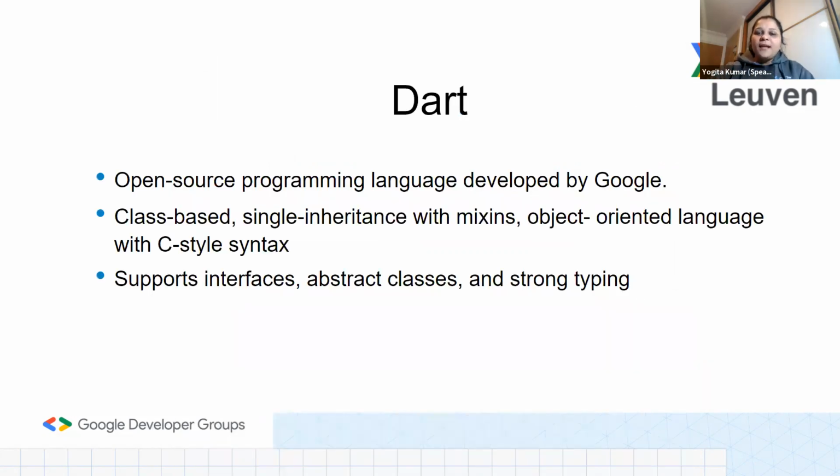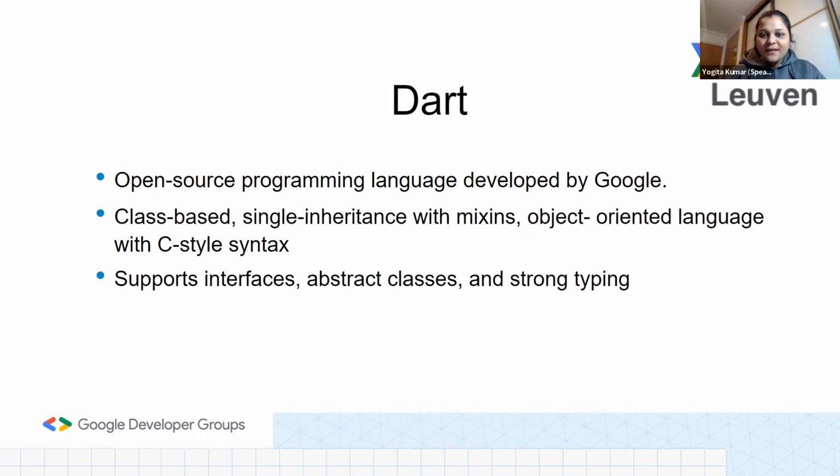While designing an application in Flutter, it uses the Dart language. Dart is a programming language developed by Google. It's an open source programming language. A developer can contribute to that language, and that's why it has huge community support for Dart and Flutter. It's a class-based, single inheritance object-oriented language with mixins, C-style syntax, support for interfaces, abstract classes, and strong typing.